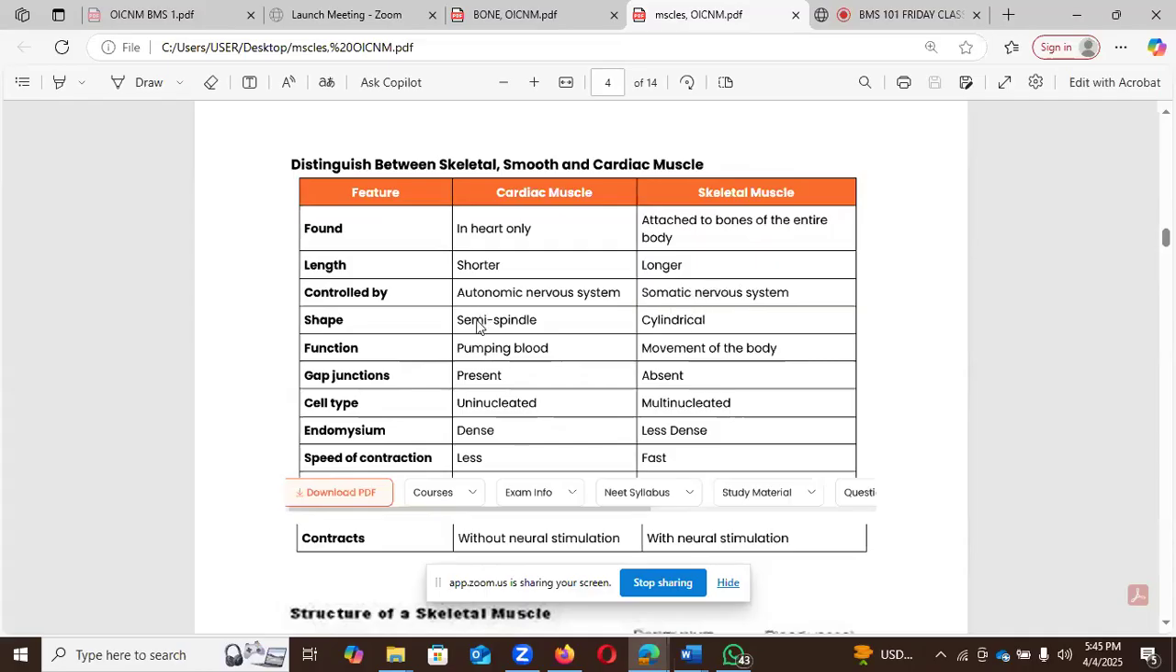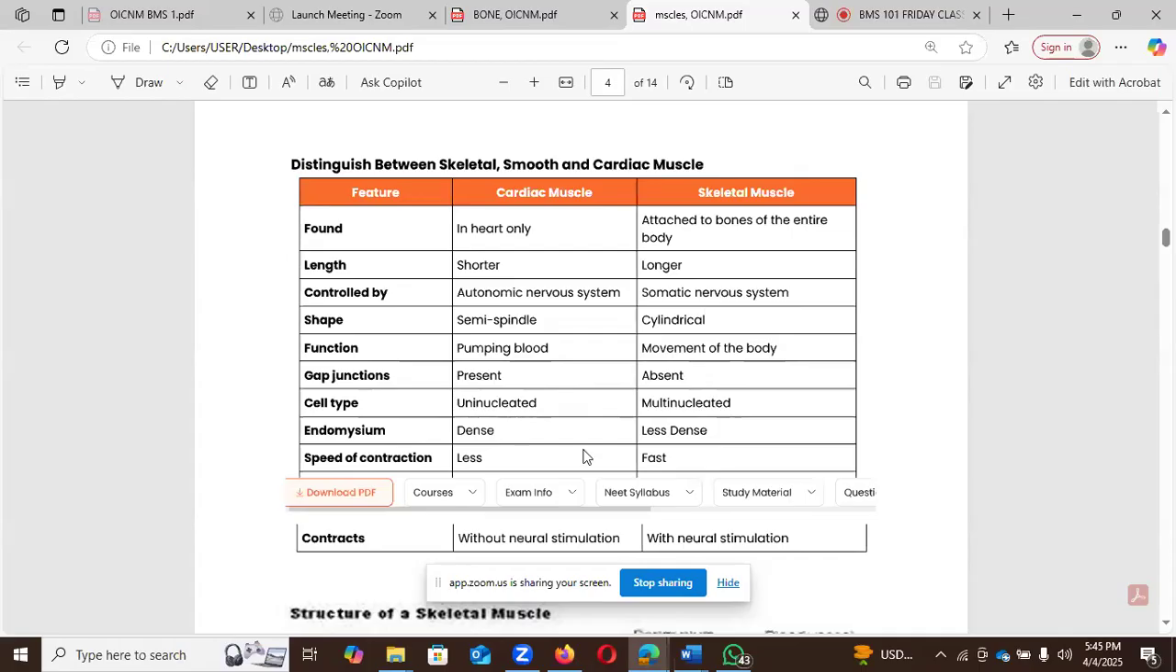The shape: semi-spindle, cylindrical. The function: it pumps blood, it allows body movement. In terms of gap junction, gap junction is present, gap junction is absent. In terms of nucleus, single nucleus, multiple nucleus.